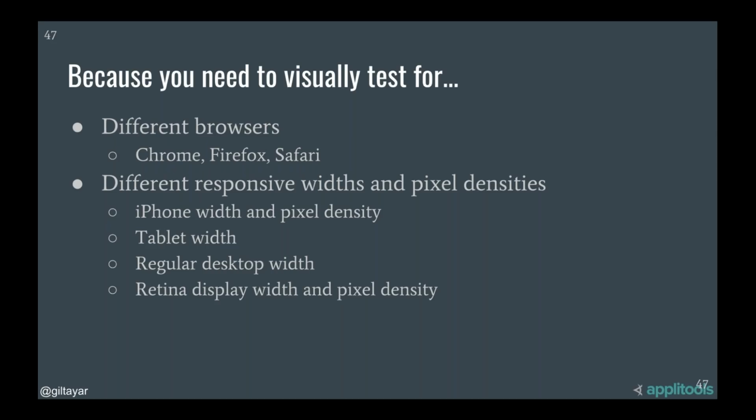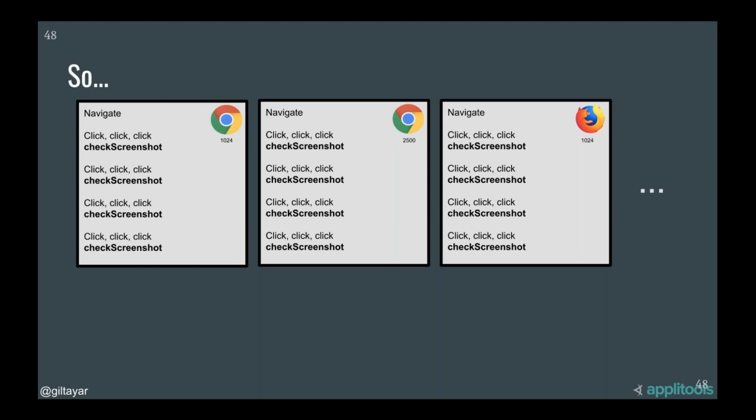Tablets are different widths, Retina displays are different widths, and they all affect your HTML and CSS and how it looks. How does it look on an iPhone? How does it look on a regular desktop? How does it look on a wide desktop? And today with responsive design, the pages look very, very different, and you need to visually test them. So for that test we wrote, navigate, click, check screenshot, I have to do it in Chrome at 1024, in Chrome at 2500, in Firefox at 1024, on an iPhone, on an iPad, etc.